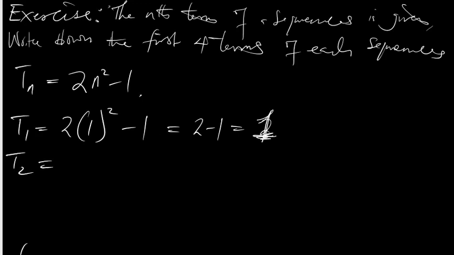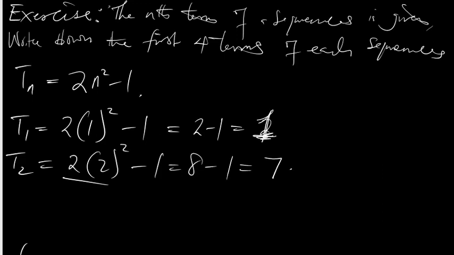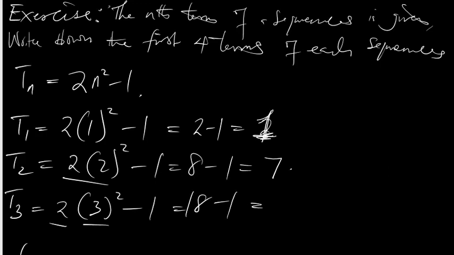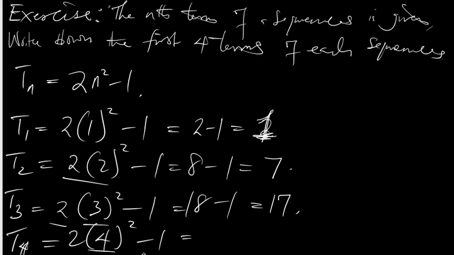The next second term is 2 times 2 raised to power 2 minus 1. So this already will give us 8 minus 1. So this is what? 7. The third term is equal to 2 times 3 to the power 2 minus 1. So this is 9 times 2, 18 minus 1. So this is equal to 17. So the fourth term 2 times 4 to the power 2 minus 1. So this is 16 times 2 is 32 minus 1 is equal to 31. That is it.